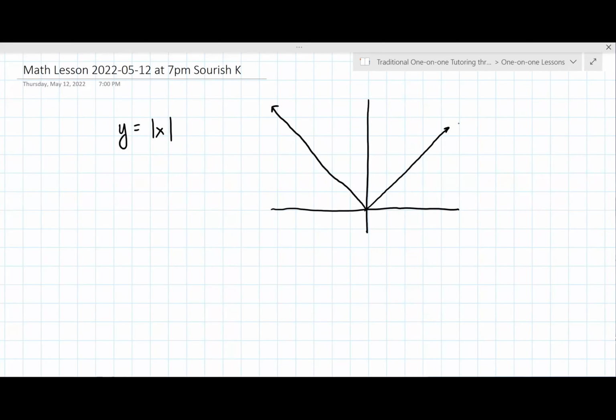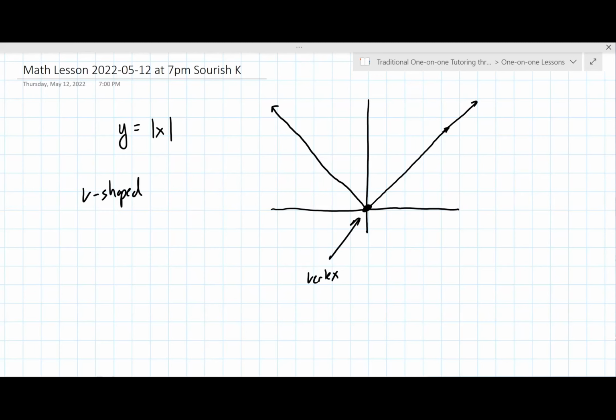What letter does this look like? What letter in the alphabet does this graph look like? A V. It's V shaped, yeah. Okay, so this point right here at the bottom is called the vertex. That's what moves the graph around. If the vertex changes, then the equation changes also.